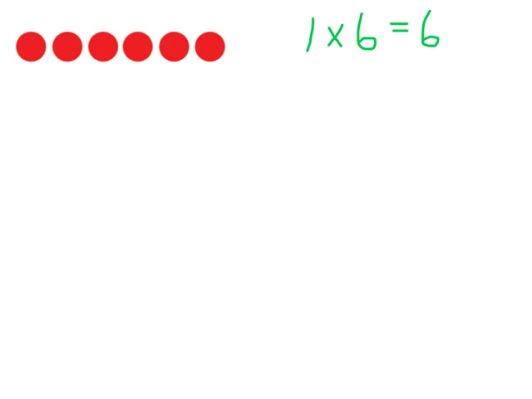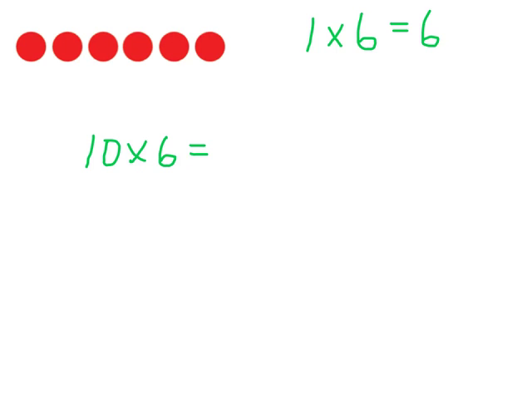There is one row, and there are 6 counters in that one row, and altogether, if we count the counters, we see that there are 6 altogether here. Pretty simple array and pretty simple multiplication question. We all know that 1 times 6 is 6. Let's look at another multiplication that's a little bit more challenging.